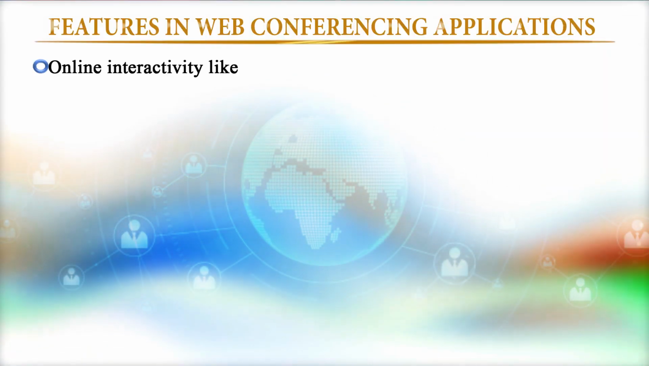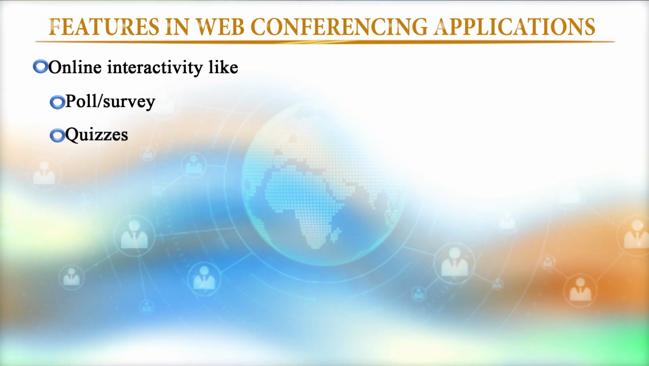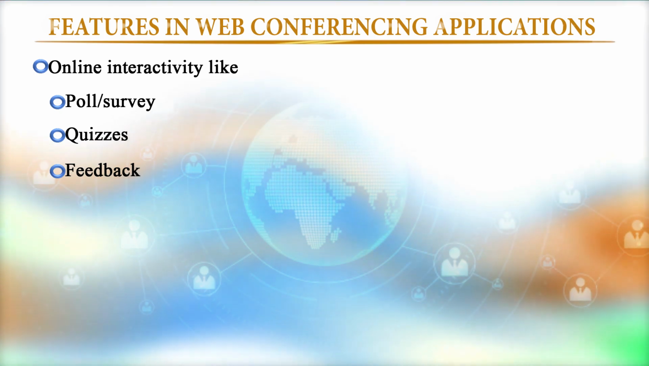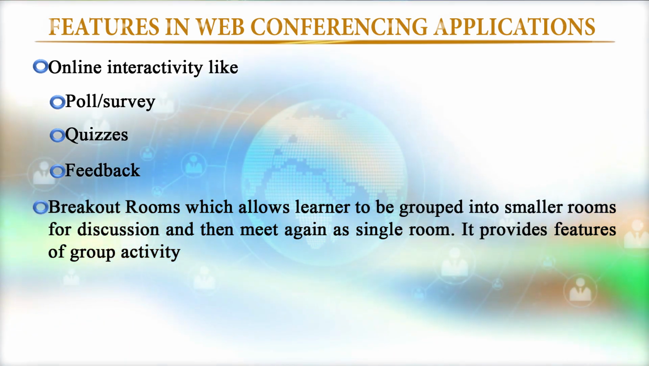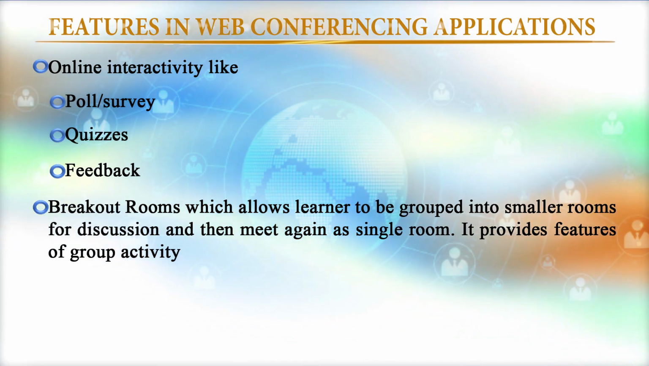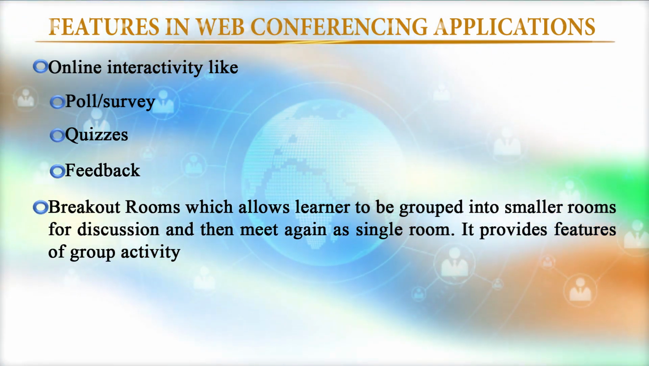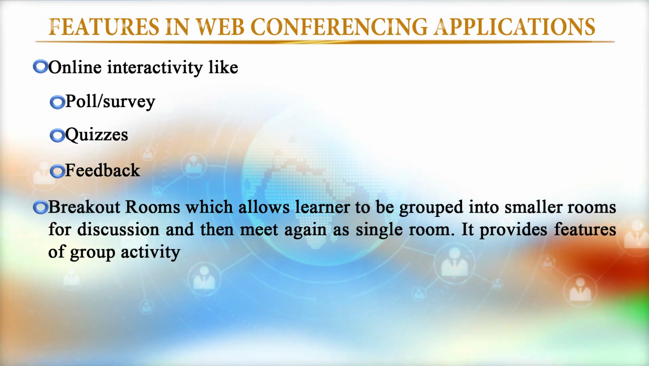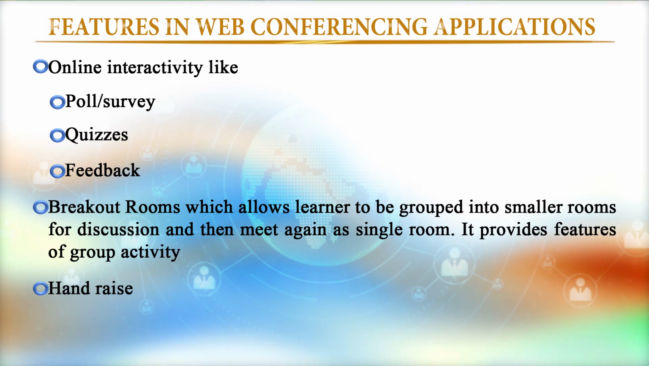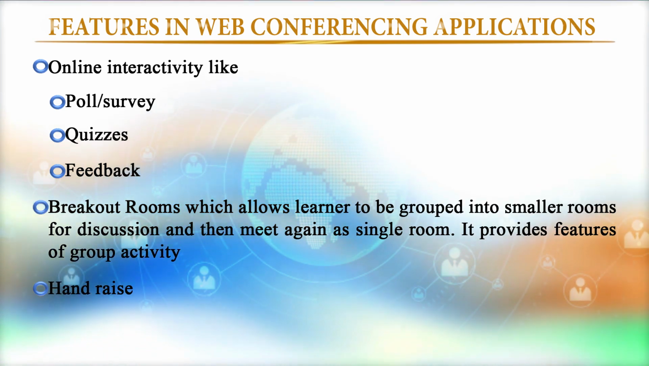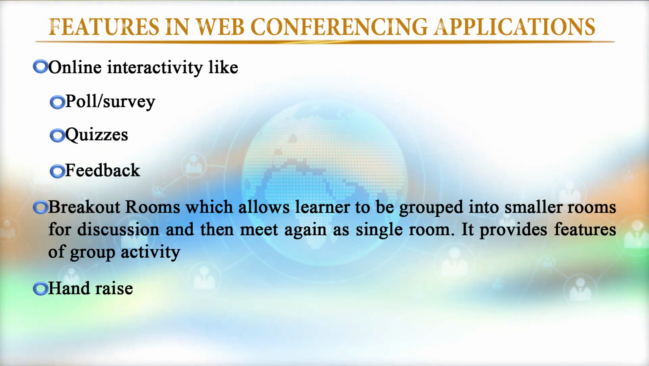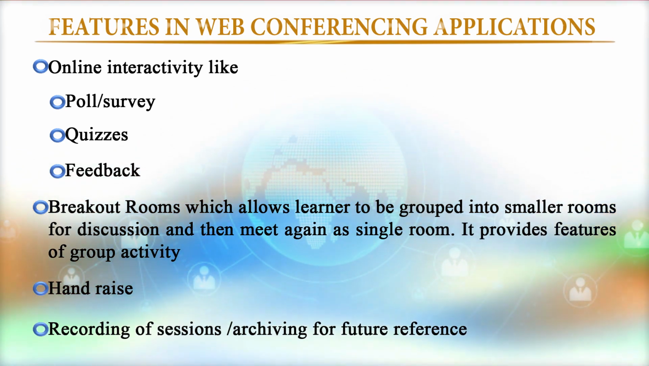Then online interactivity tools are there, like polls, surveys, quizzes, and feedback. So it provides the kind of interactivity one can have in a normal face-to-face classroom. Then there is the feature of breakout rooms, which allows learners to be grouped into smaller groups in smaller rooms for discussion, and then they can come back to the main room to complete the discussion among the groups. It provides the feature of group activity. Then there is the provision of hand raise. If you have a question, rather than unmuting yourself and talking, you raise your hand, and the presenter will see it and give you an opportunity to ask the question. Then the recording of sessions is one of the essential features which is available in most of the web conferencing tools.